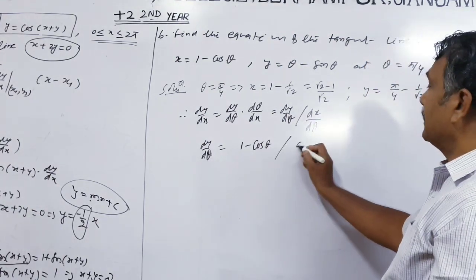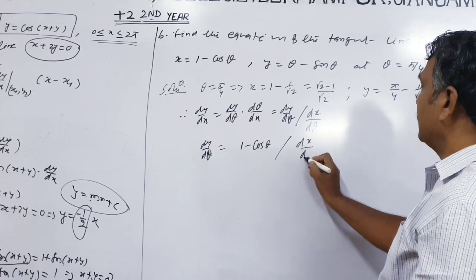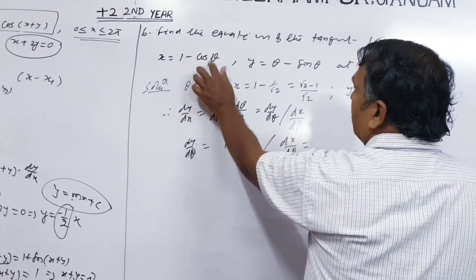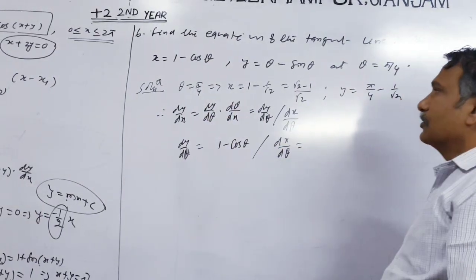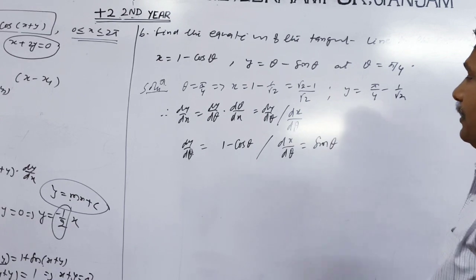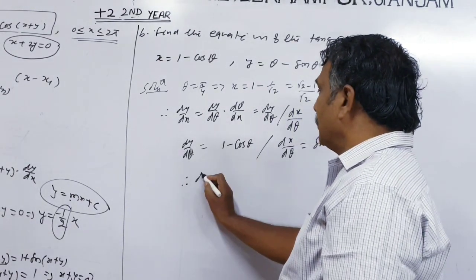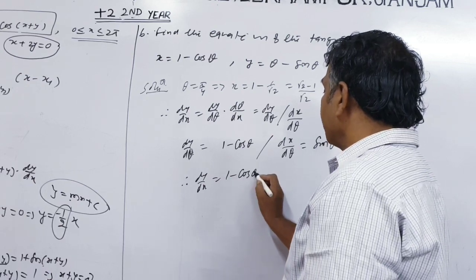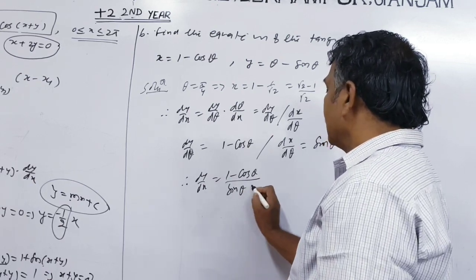What is dx by d theta? Now dx by d theta equals the derivative of a constant, which is 0, and the derivative of cos theta is minus sin theta, so minus and plus, so sin theta. Now therefore dy by dx equals 1 minus cos theta by sin theta.